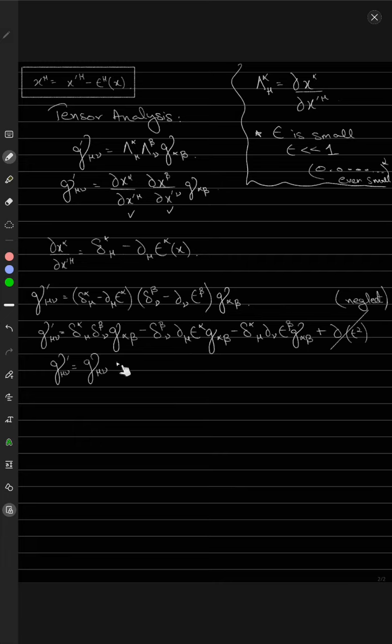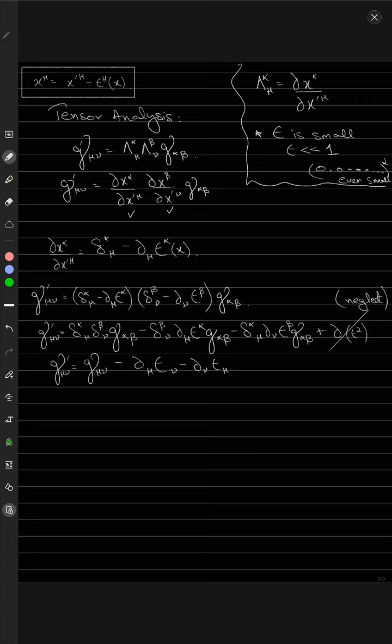Let's do some contraction over here. Let's see what indices we have. Beta over here, and we have a beta over here. So this thing would give me a partial mu and epsilon alpha, this would make it epsilon nu. Okay, we have to be careful with our indices. This would be partial mu epsilon nu, and the last term would be partial nu epsilon mu.